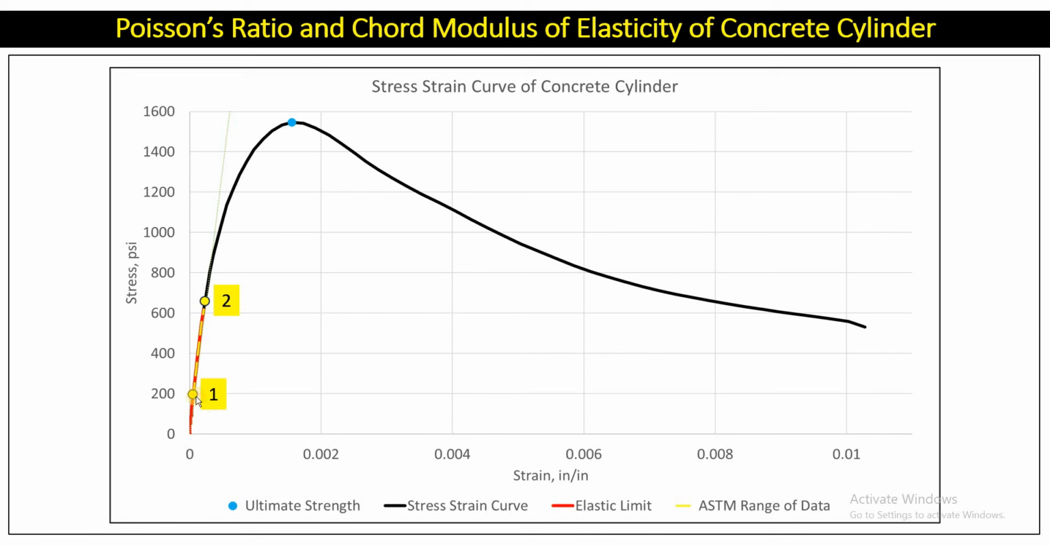And point number 1 is limited by a value of longitudinal strain of 50 millionths. So here you have a value of 0.00005, and that will be your epsilon 1, and the stress corresponding to epsilon 1 will be S1, and the transverse strain corresponding to this stress and strain will be epsilon T1.